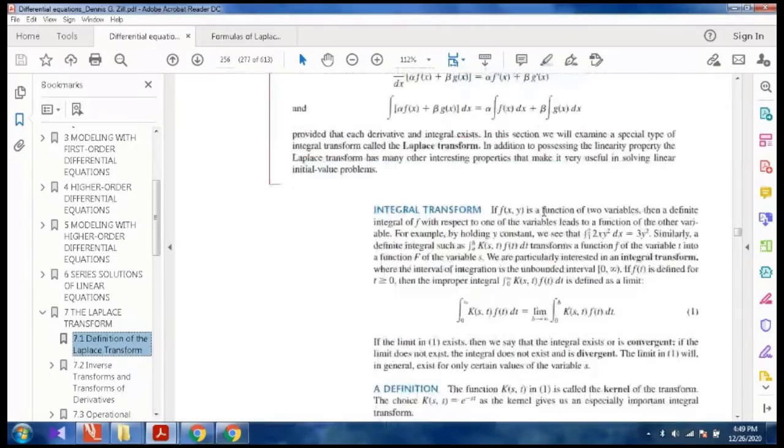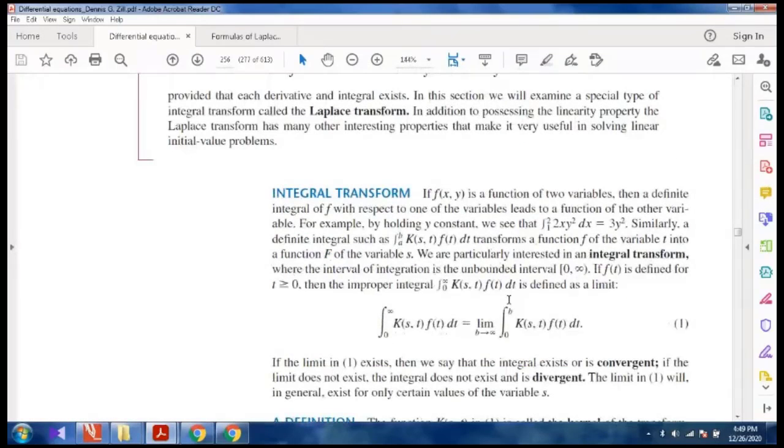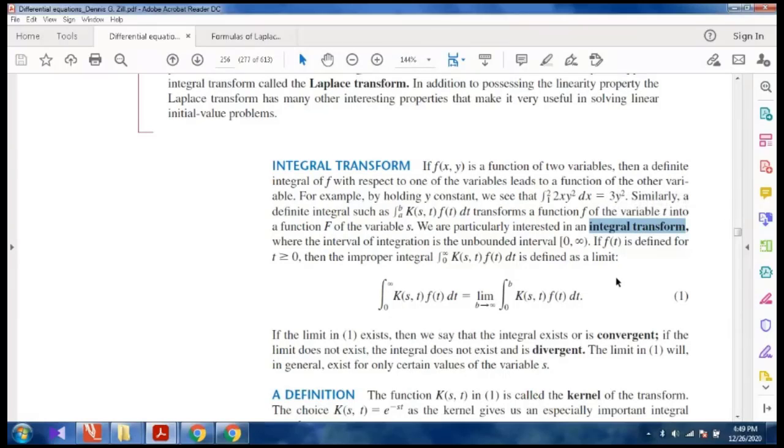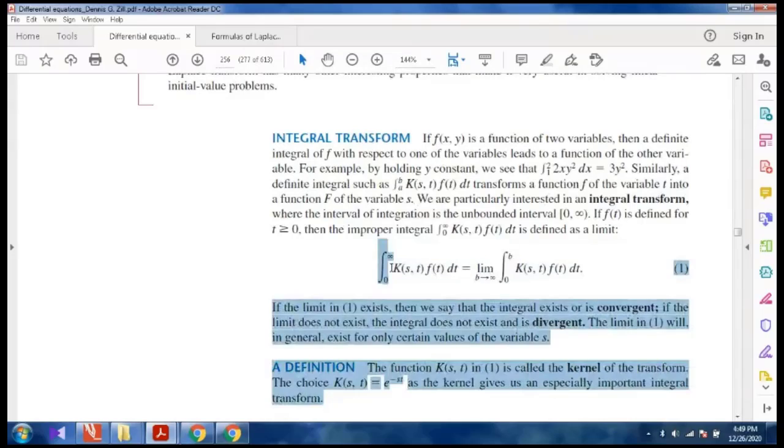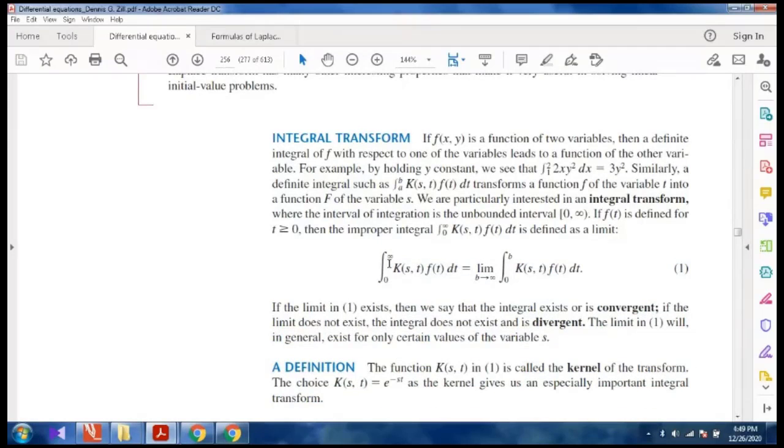In your previous video, you might have seen that Laplace transformation is an integral transformation. So what is an integral transform? An integral transform is denoted by this. An integral transform is one kind of improper integral. So what is an improper integral?